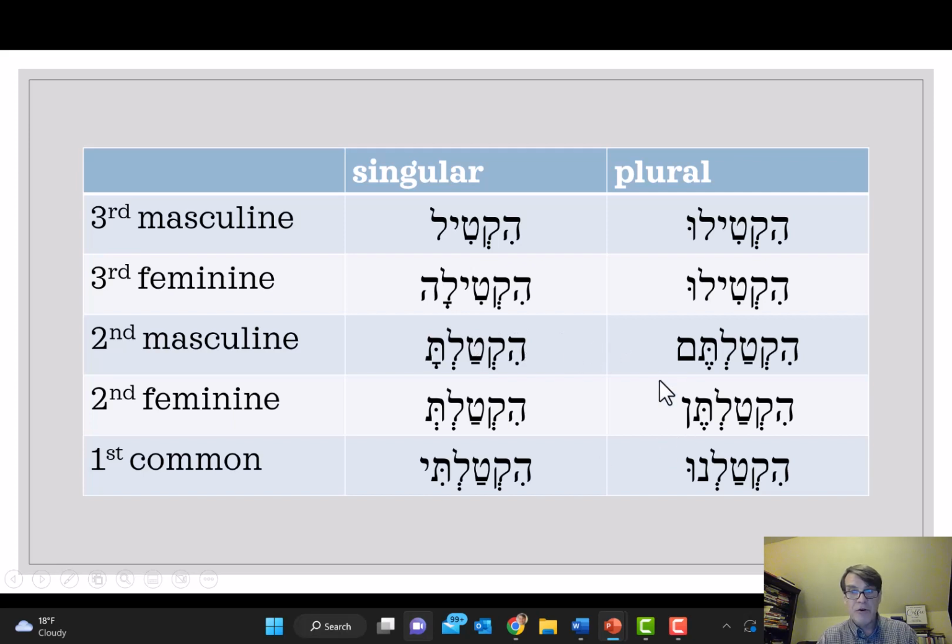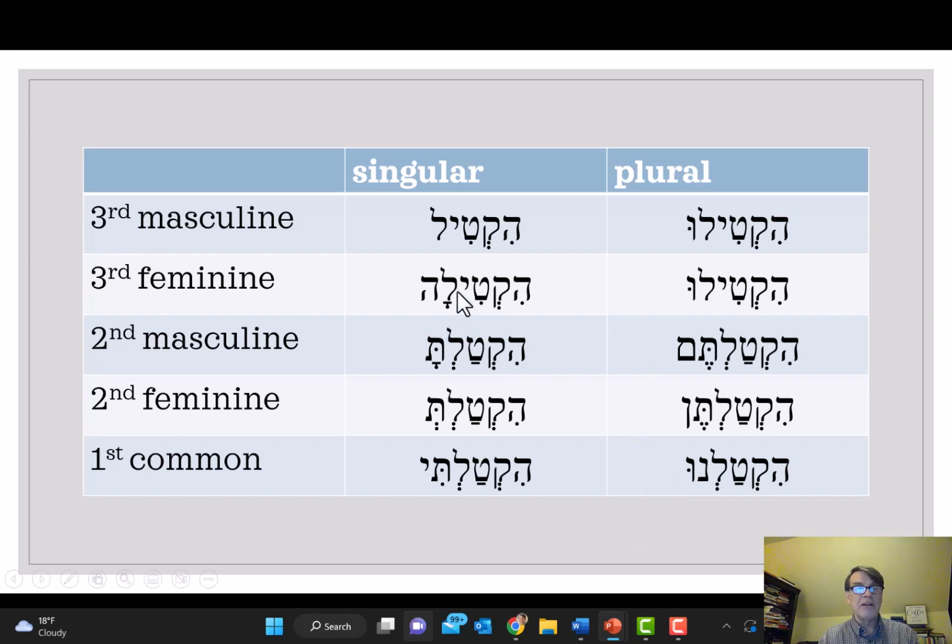In the second and first, it goes to a patak, a short syllable. Who knew? I didn't make up this language. But this is so: Hiktalta, Hiktalt, Hiktalti. Over here we've got Hiktalten. I'm sorry, this is Hiktalten. Hiktaltem for the second masculine plural, and then Hiktalnu. Anyway, it still has the H on the front. So it's going to have more letters than, the H is not the first consonant because there's just too many letters. So H on the front for the perfect.